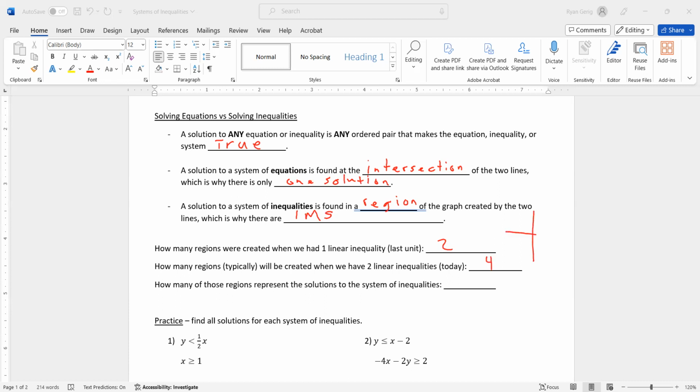So real quick example. The blue cuts that into 2. The green makes 2 more. So I've got 1, 2, 3, 4 regions. Okay. That's what we're going to be looking at. All right. So how many of those 4 regions represent the solutions to a system of inequalities? We're going to find the 1. There's only one region that will work and give you all the true ordered pairs. Okay, so let's take a look at how to do that.